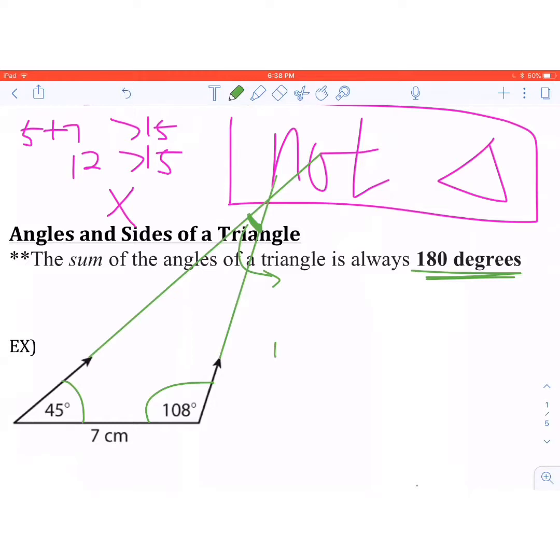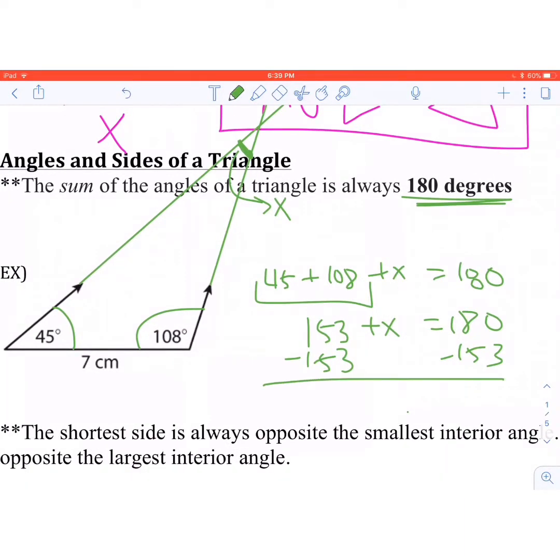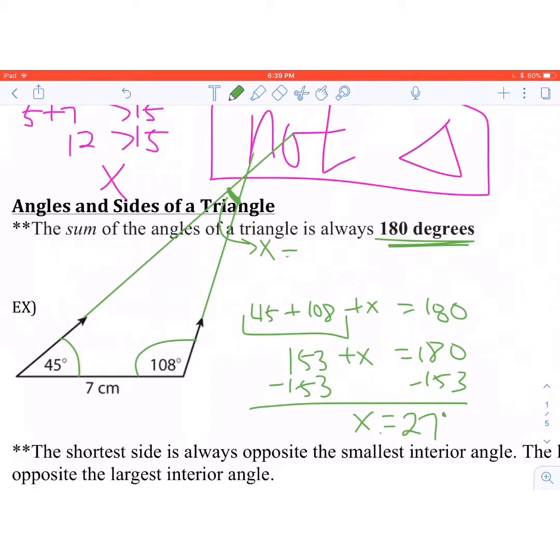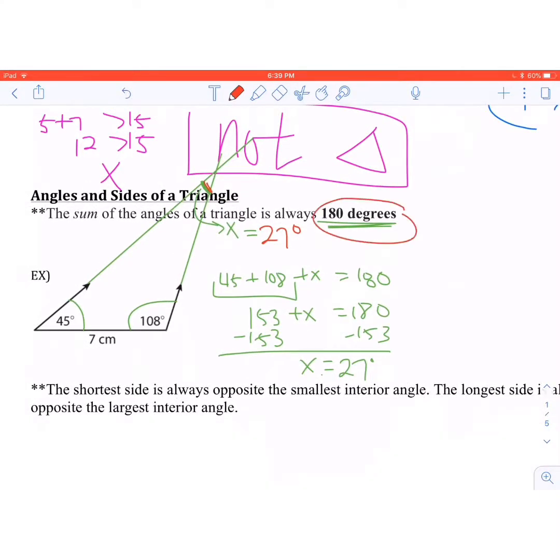So in this case, we have 45 plus 108. And let's say this missing one is x. It has to be 180 degrees. It could have been a different angle, but again, at the end of the day, it has to be 180 degrees. So these two added together is 153 plus x is equal to 180. Subtract away 153 to find x. X is equal to 27 degrees. So this x, the missing one here, is 27 degrees wide. So again, we were able to find the missing angle because we know that the sum of all three angles is going to be 180 degrees for triangles.